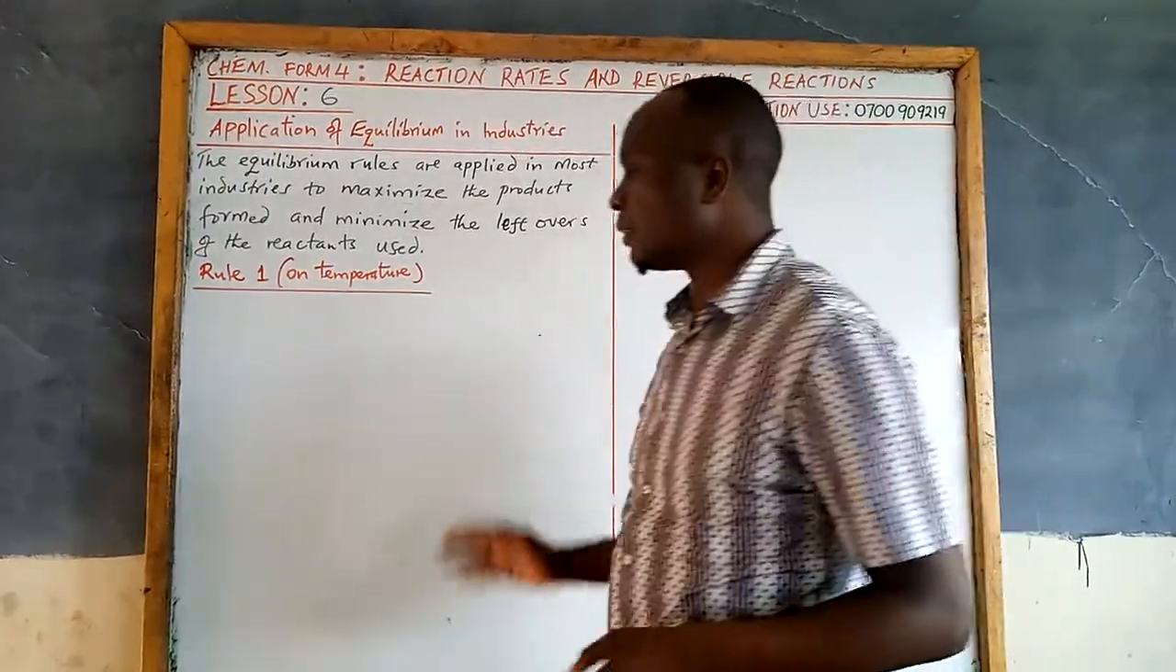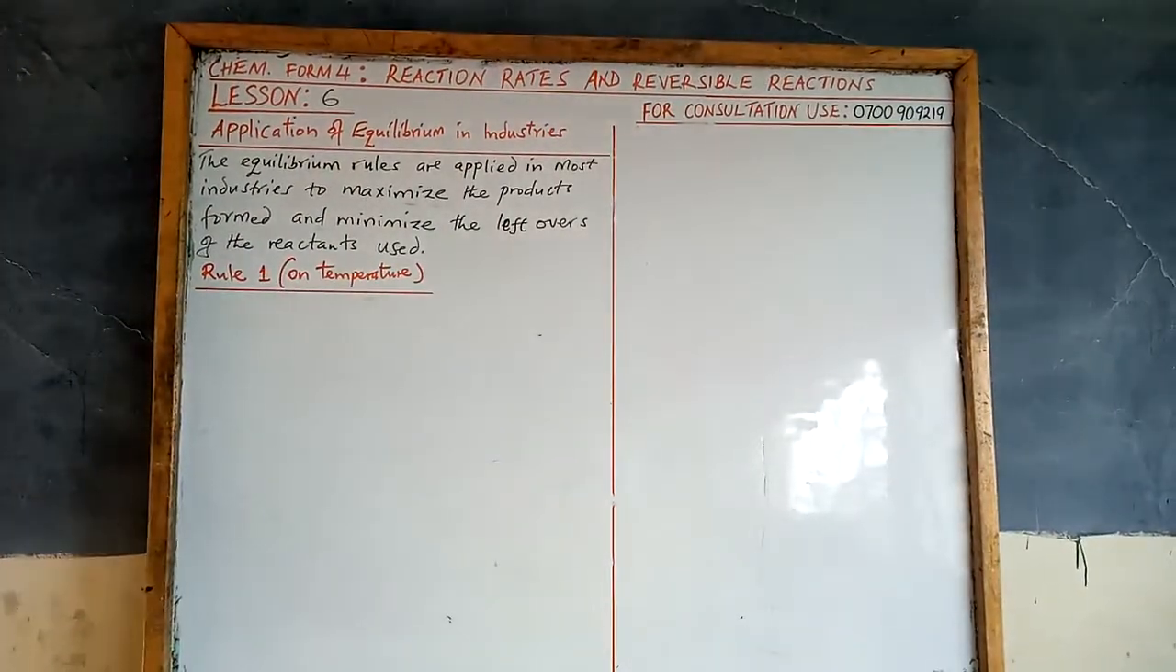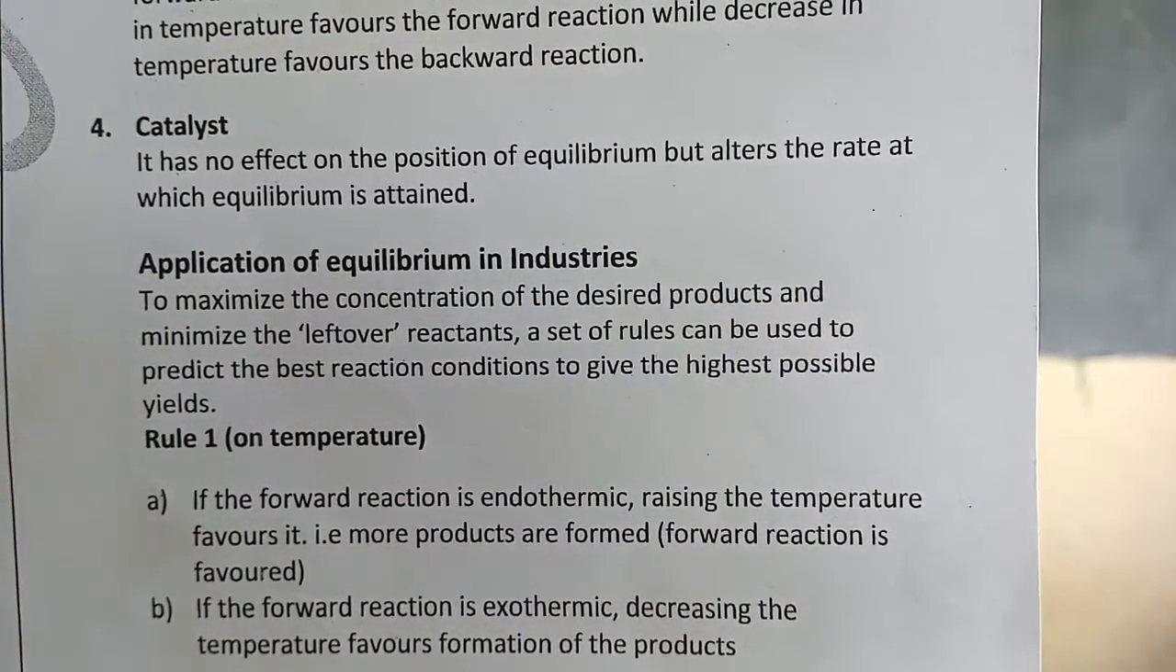So there's the rule on temperature, and let me just project these ones on your screen so that they'll be much more clear than on the whiteboard. Okay, the rule on temperature. If the forward reaction is endothermic, raising the temperature favors it. That means more products are going to be formed. So for endothermic reaction, use higher temperature, you will have more products formed.